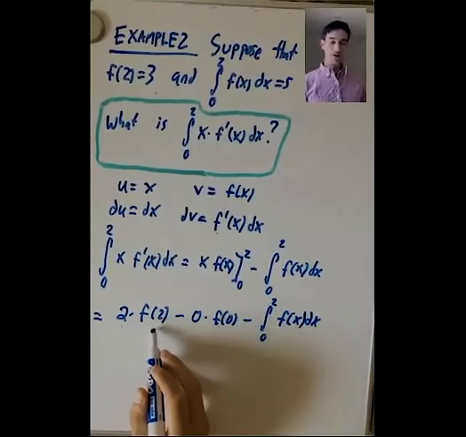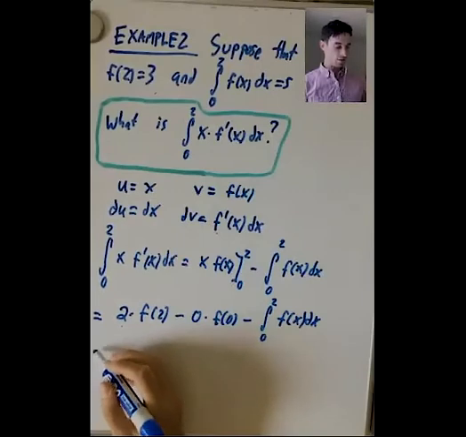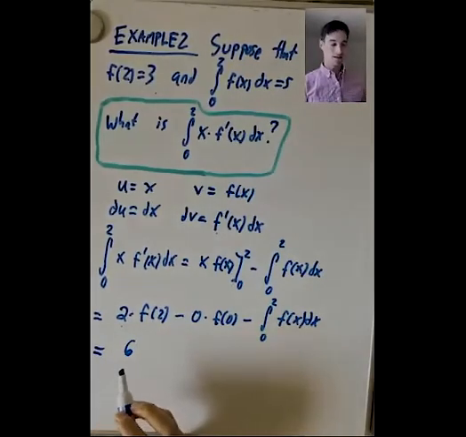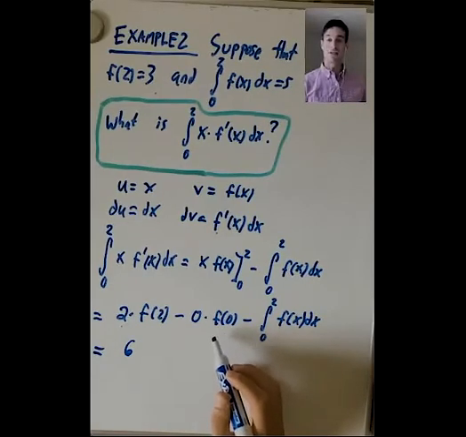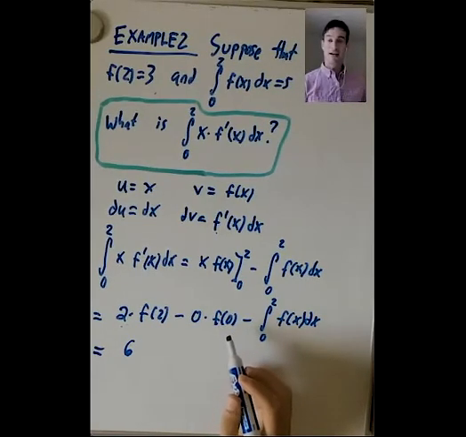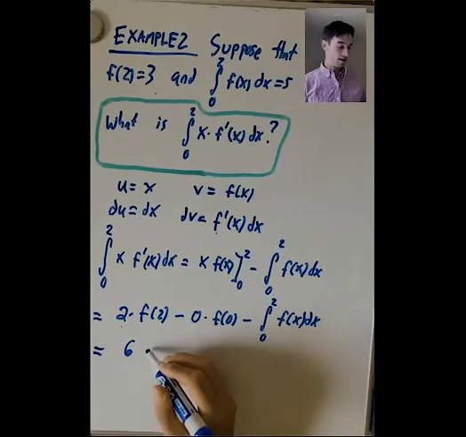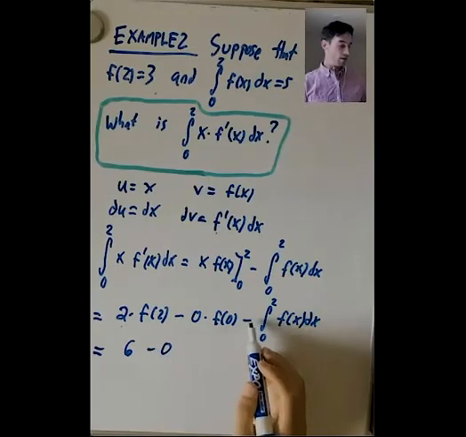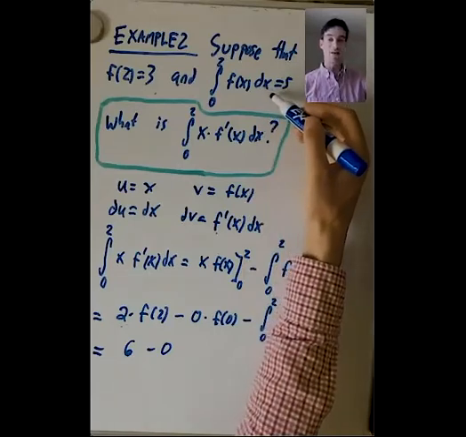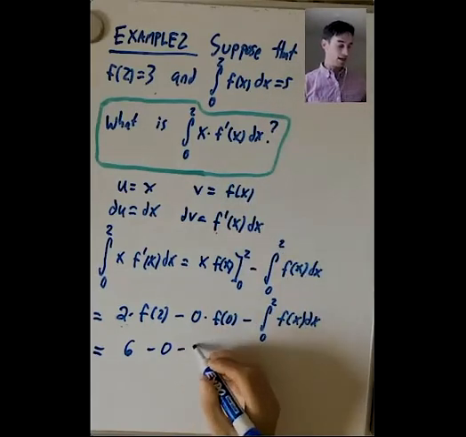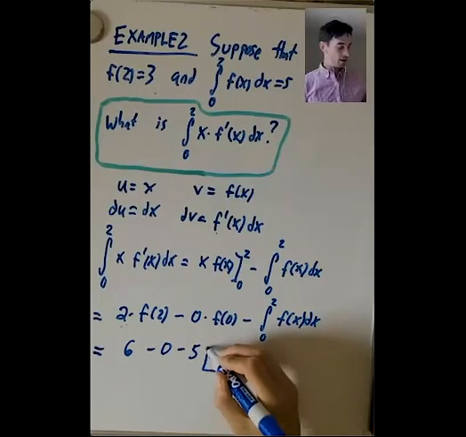2 times f of 2. F of 2 is one of the pieces of information we're given at the start of this problem. So this is 6. F of 0 is not given to us. We have no idea what f of 0 is equal to. It could be 1,000,000. It could be negative pi. But it doesn't matter because we're multiplying it by 0. So this piece gives a 0. And then we have minus this integral from 0 to 2 of f of x dx. And that is the other piece of information we're given at the beginning of this problem. So what we get is 6 minus 5 is equal to 1.